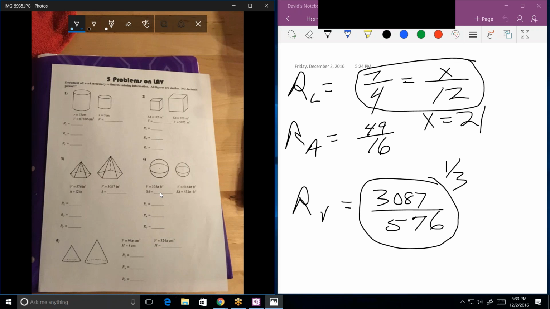You want to make sure you can do this problem before I leave you or not? I understand it. Okay, cool.